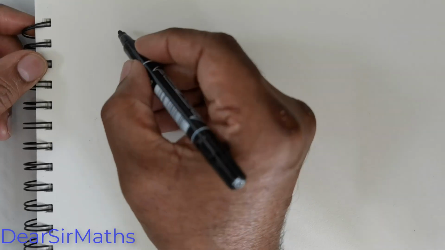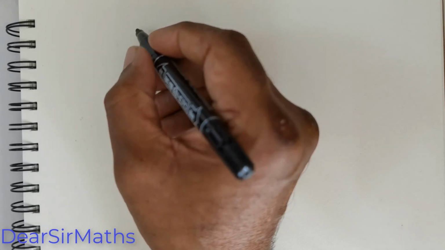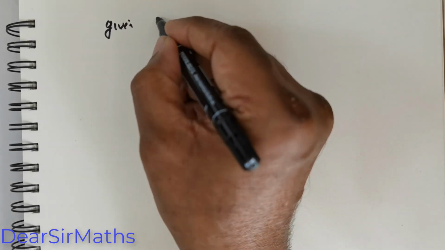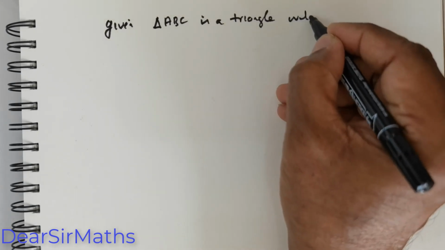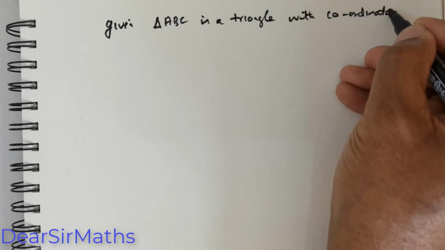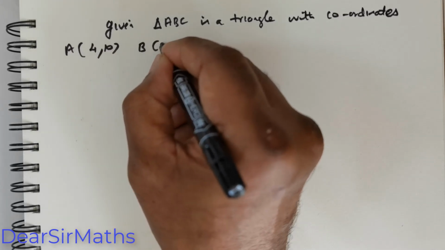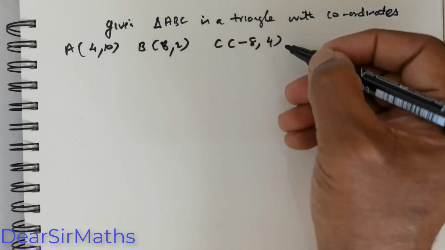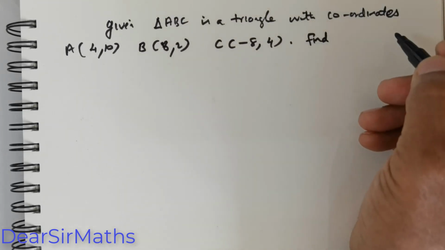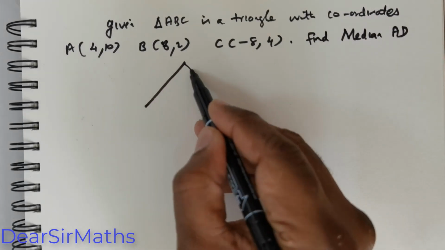As I mentioned to you, I will be doing a question where we are expected to find the length of the median. In this question we are given that ABC is a triangle with coordinates A passing through (4, 10), B passing through (8, 2), and C passing through (-8, 4). We are expected to find the median AD.